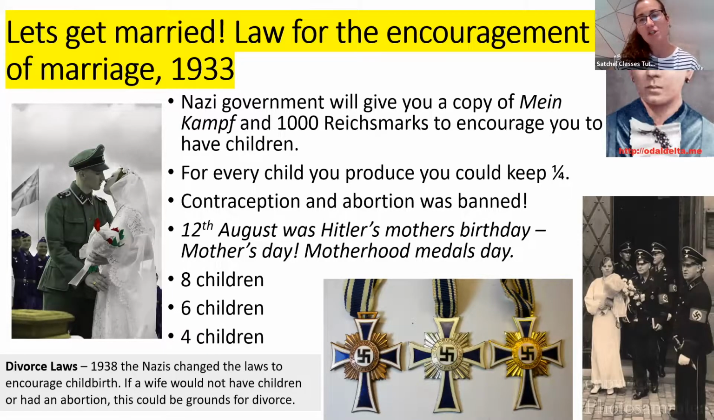So it was encouraged that every single woman would produce 4 children, because when you get married, you get 2 things. 1, a copy of Hitler's book, Mein Kampf, lucky you. And number 2 is 1,000 Reichsmarks, which if you have 1 child, you can keep 250 Reichsmarks. If you have another one, you can keep 500, and then you go up from there. Okay, so you're encouraged to produce 4 children. Many people produce a lot more than that, and they became celebrity couples.